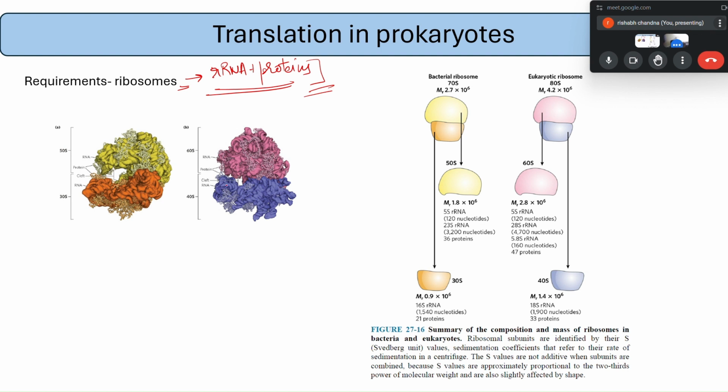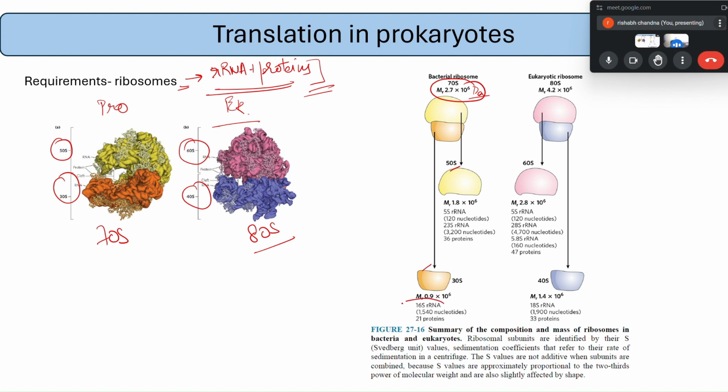This is the crystal structure of the ribosomes present in prokaryotes, and this is the eukaryotes. In prokaryotes, we have two subunits, 50S and 30S, and in eukaryotes we have two subunits, 60S and 40S. The bacterial ribosome completely is called 70S, and this is called 80S. 70S has a molecular weight of 2.7 x 10^6 daltons. It has two subunits, 50S and 30S.